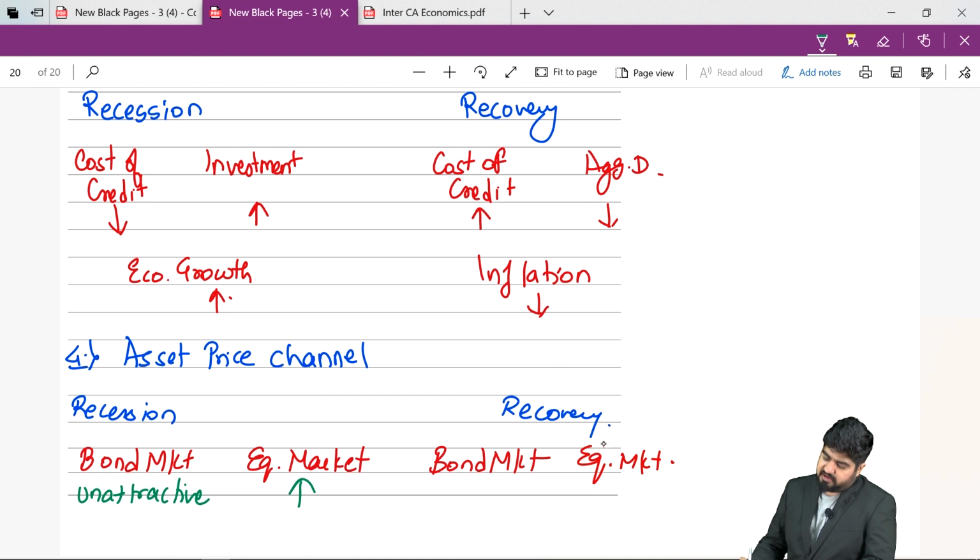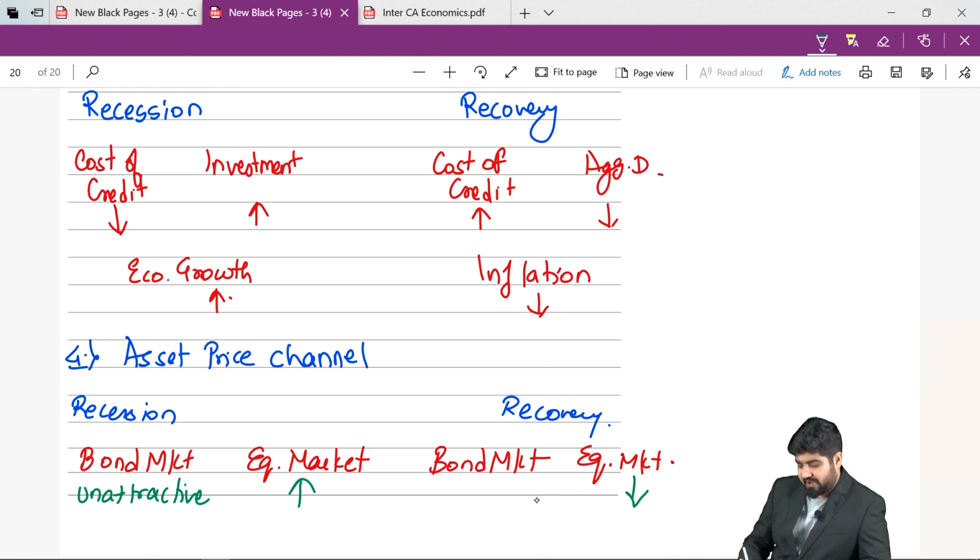Similarly, at the time of recovery, there will be highly inflated stock market. So we need to control them. And how will control them? So to divert the money from equity market to money market, that is to bond market. So make bond market more attractive in order to curtail the level of inflation. So this is how asset price channel works.